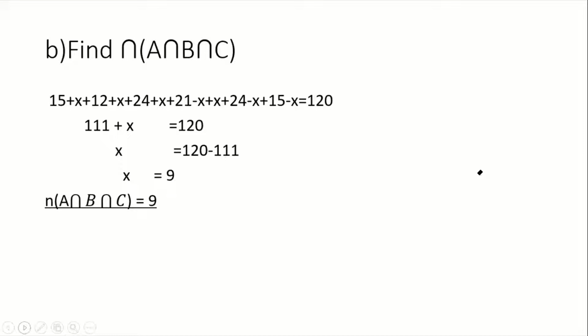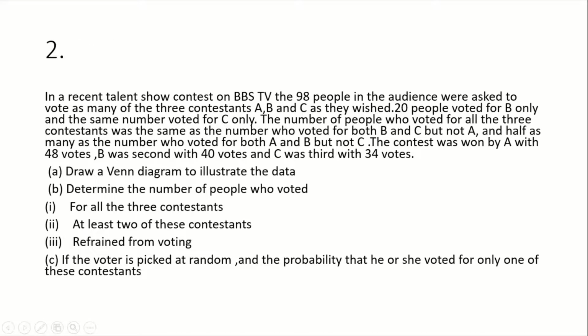Okay, let me read this question for you. It is saying, in a recent talent show contest on BBS TV, 98 people in the audience were asked to vote for as many of the 3 contestants, A, B, and C, as they wished. 20 people voted for B only, and the same number voted for C only. The number of people who voted for all the 3 contestants was the same number of people who voted for both B and C, but not A.